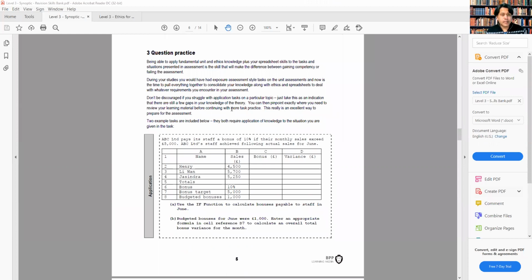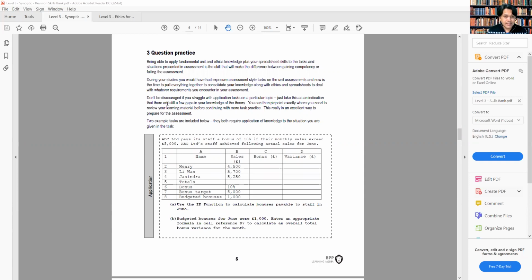The question practice is about being able to apply fundamental unit and ethics knowledge plus your spreadsheet skill to the task and situation presented in the assessment. That skill will make the difference between gaining competency or failing the assessment. During your study, you would have had exposure to assessment-style tasks in the unit assessment. Now is the time to pull everything together, to consolidate your knowledge along with the ethics and the spreadsheet, to deal with whatever requirement you encounter in your assessment.